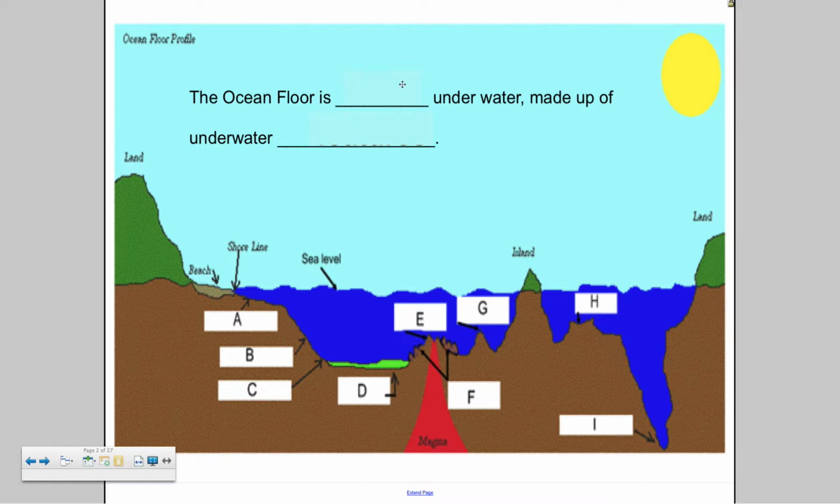We look at the first one, the first blank. If we look at this picture, we notice that we start off with this what? Piece of what? Land. And that piece of land not only it's not just here. Where else does it go? Underneath the water. So the ocean floor is made up of what, Aaron? Land.